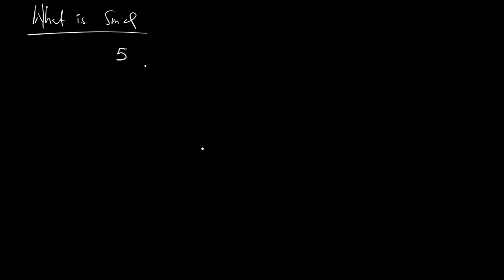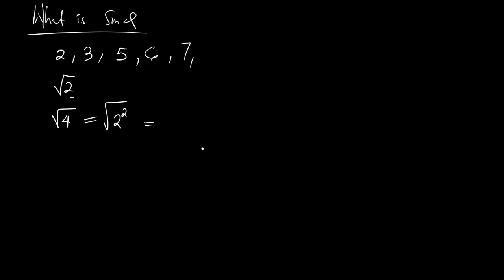Just like, let's say, 2, 3, 5, 6, 7. Now, if you check, the square root of 2 is an irrational number. So 2 does not have a perfect square. But the square root of 4 is not a surd, because 4 has a perfect square. Because 2 raised to power 2 is 4. 2 times 2 is 4. So 4 has a perfect square. So the square root of 4 is what? 2. But the square root of 2 will not give you a whole number.